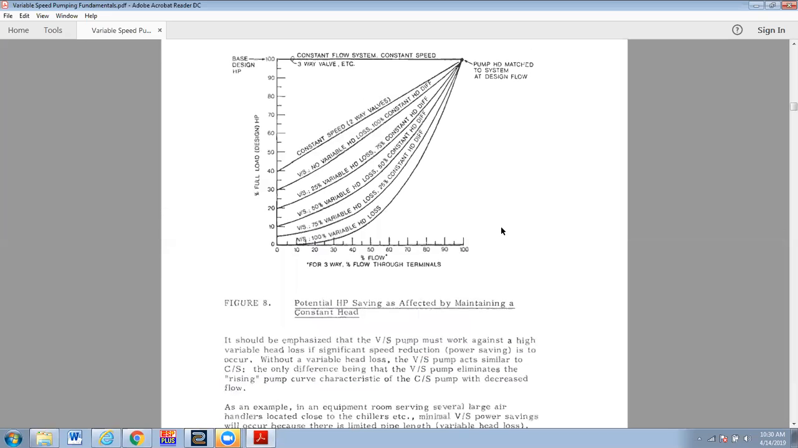Okay, so let's see what he's saying here. Should be emphasized that the variable speed pump must work against a high variable head loss if significant speed reduction power saving is to occur. Without variable head loss, the variable speed pump acts similar to the constant speed pump, the only difference being the variable speed pump eliminates the rising pump curve characteristics, because if the constant speed pump is with a two-way valve, you have to ride that pump curve, and as you ride the pump curve at lower flows, then the head goes up. So there is that.